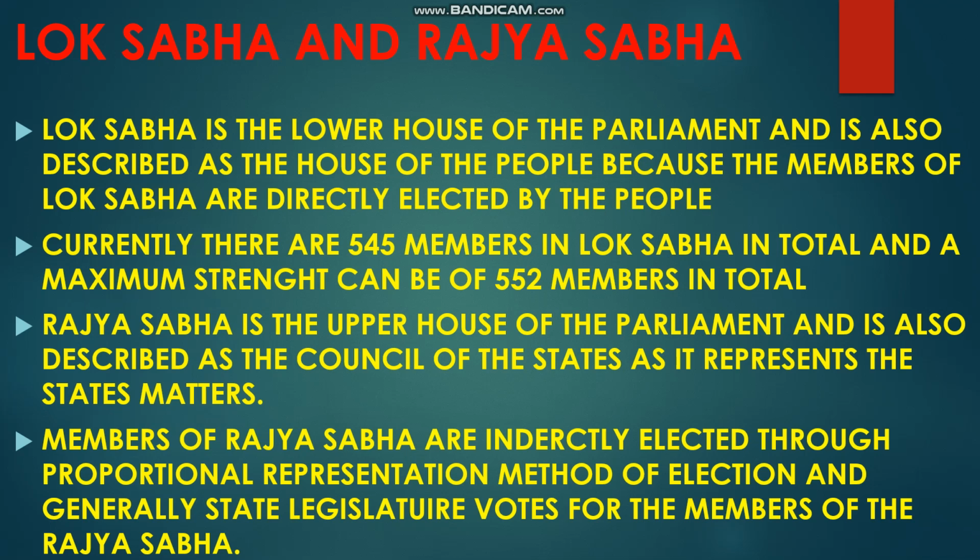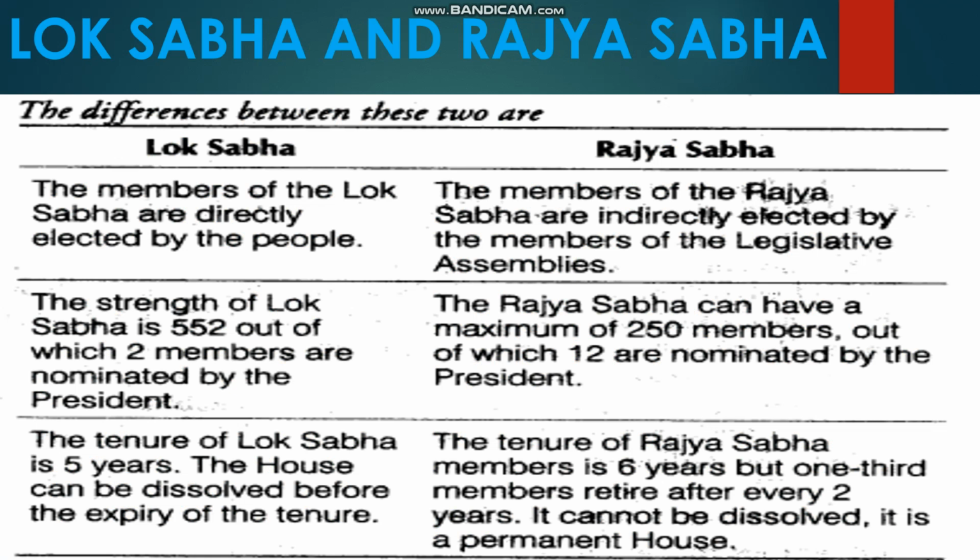as it represents the states' matters. Members of Rajya Sabha are indirectly elected through the proportional representation method of election, and generally the state legislature votes for the members of the Rajya Sabha. That's why it is also known as the Council of the States. Here are the differences between these two.